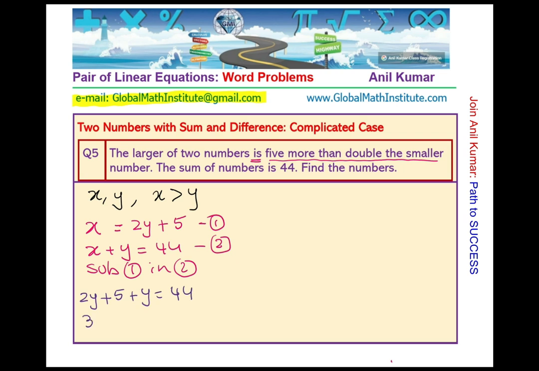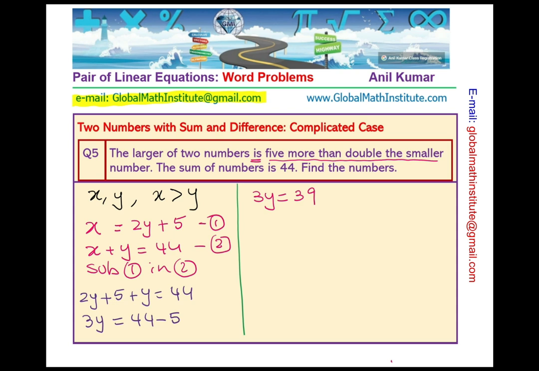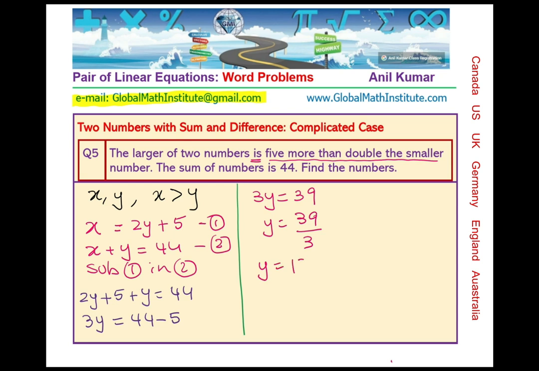So 2y plus y is 3y and take 5 on the other side, correct? And that brings you to the value of y: 3y equals 44 minus 5 is 39. So y should be 39 divided by 3. So y is equal to 13.